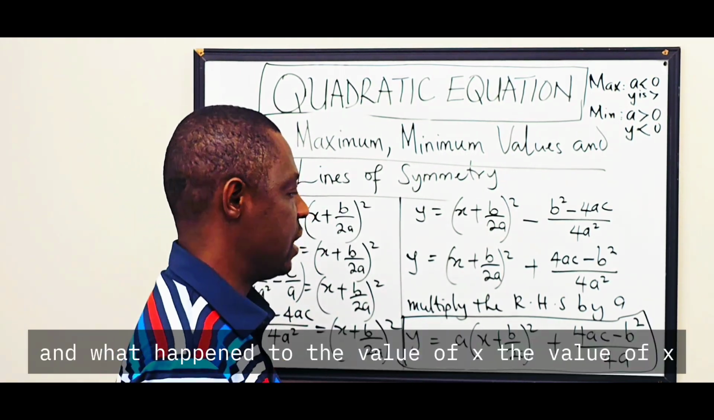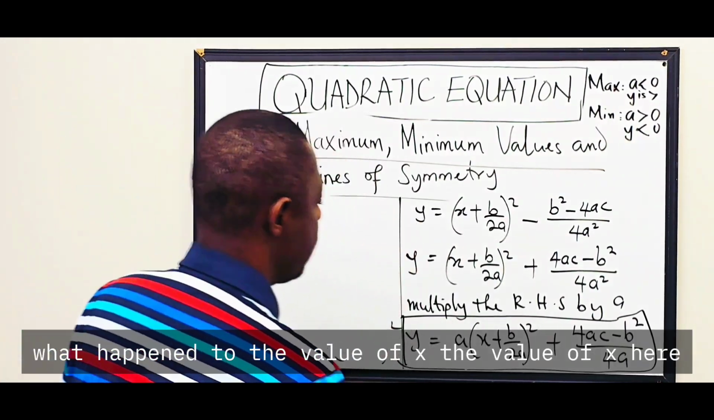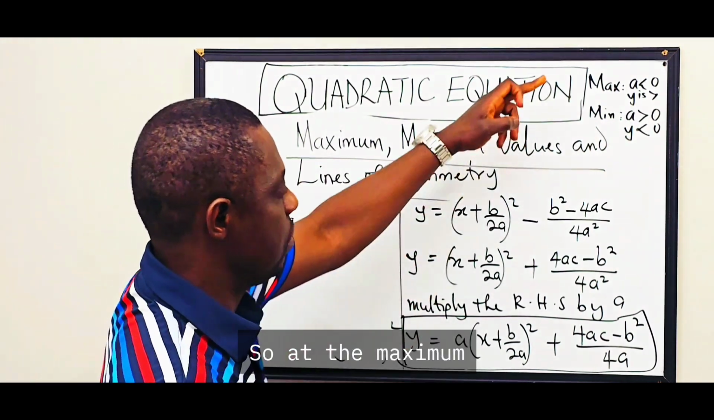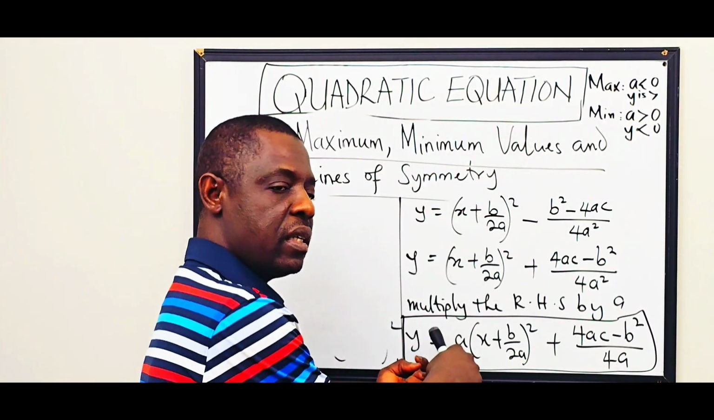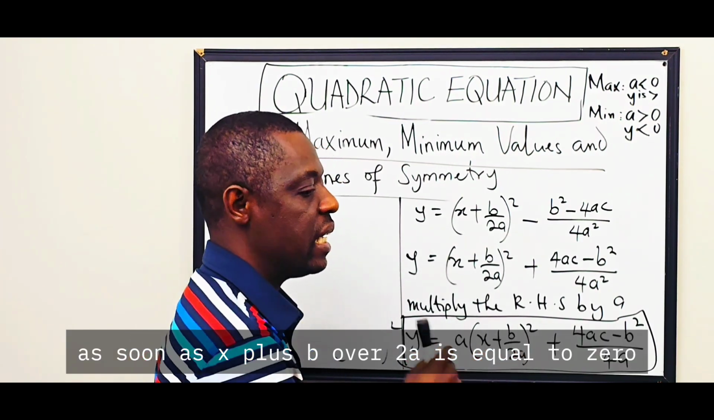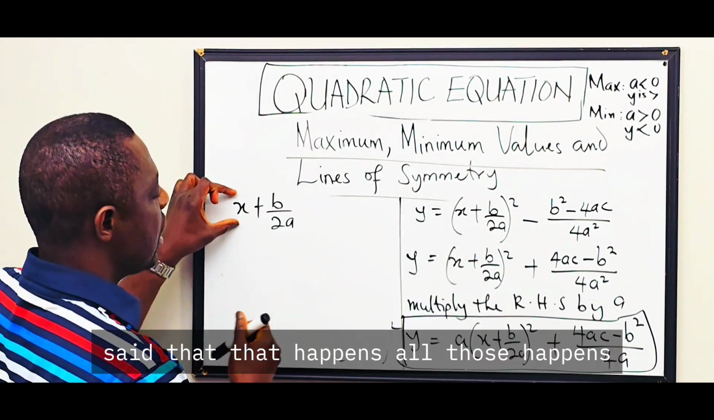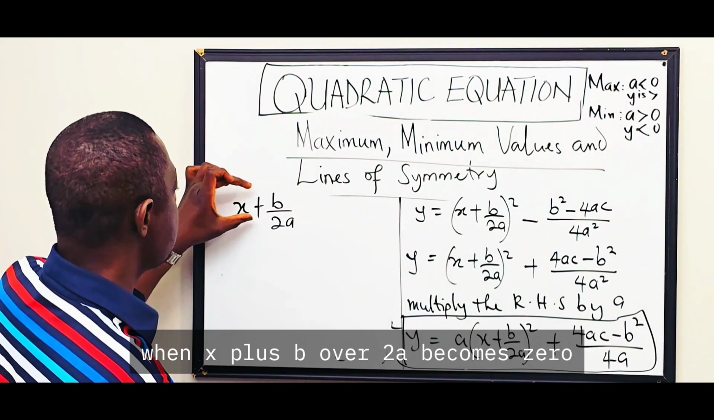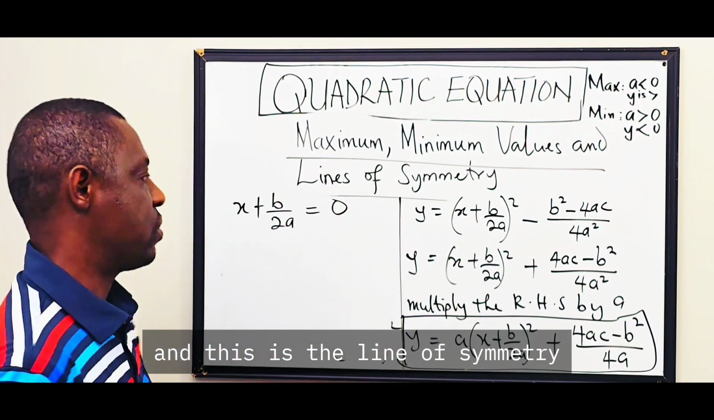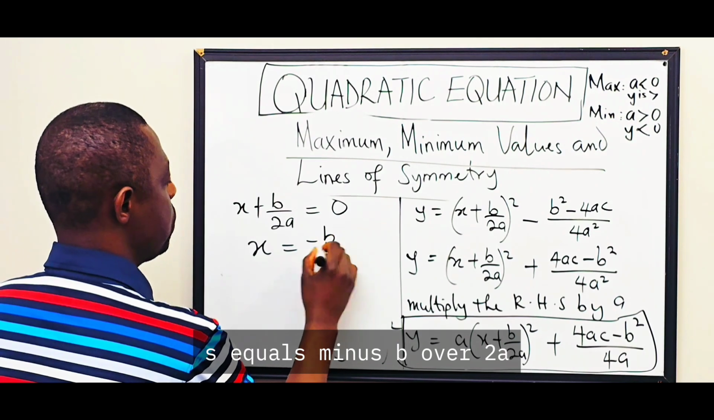And what happened to the value of x? So at the maximum, a is less than 0 as soon as x plus b over 2a is equal to 0. As it's becoming 0, a is at the maximum. All of this happens when x plus b over 2a becomes 0. And this is the line of symmetry, when x plus b over 2a becomes 0. So therefore, x equals minus b over 2a.